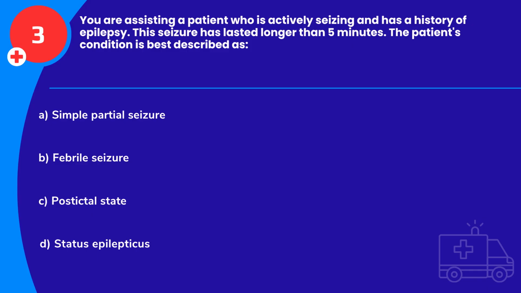You are assisting a patient who is actively seizing and has a history of epilepsy. This seizure has lasted longer than 5 minutes. The patient's condition is best described as A. Simple partial seizure. B. Febrile seizure. C. Postictal state. D. Status epilepticus.